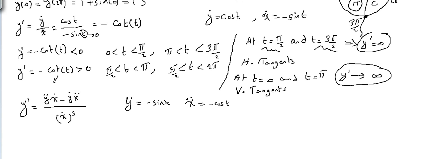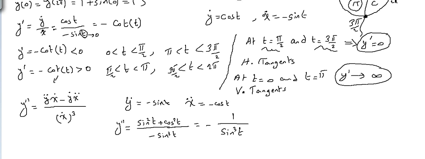Let us find the second derivative. Y double prime is equal to y double dot, which is minus sine t, times x dot, which is minus sine t. So the answer will be sine squared t, minus the y dot, which is cosine t, times x double dot, which is minus cosine t. So it's minus minus cosine squared t, which is plus cosine squared t, over x dot cubed. This means over minus sine cubed t. The final answer will be minus 1 over sine cubed t.